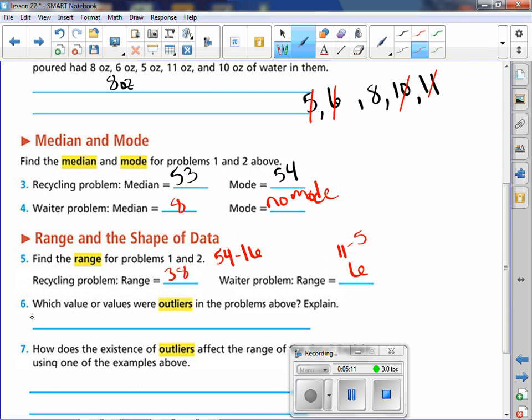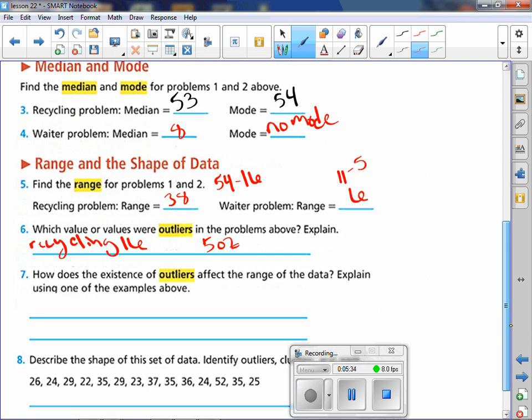In the recycling one, there's the person that collected only 16 cans, and if you notice, that's kind of an outlier. It's really far away, okay? It's nowhere near what the others are. And then in the water one, you could say that the outlier was the 5 ounces, okay? Those ones are nowhere near the others.